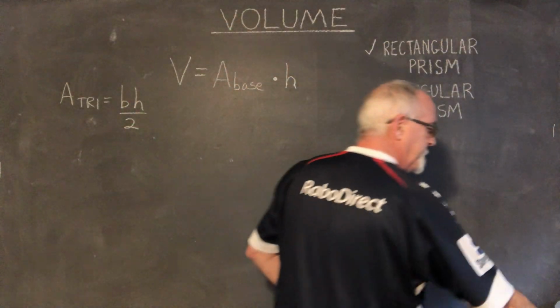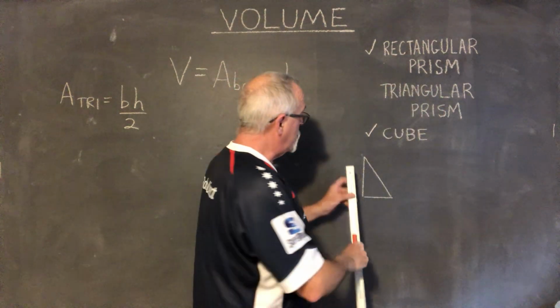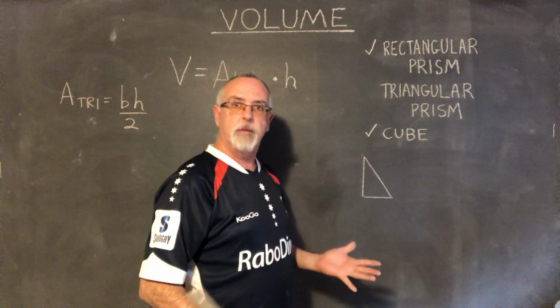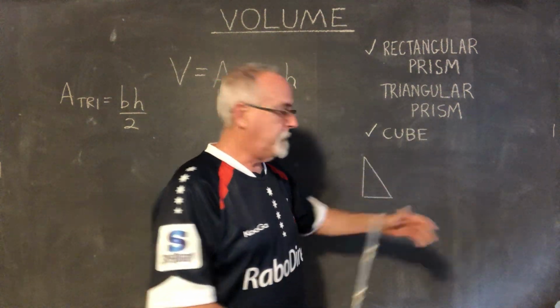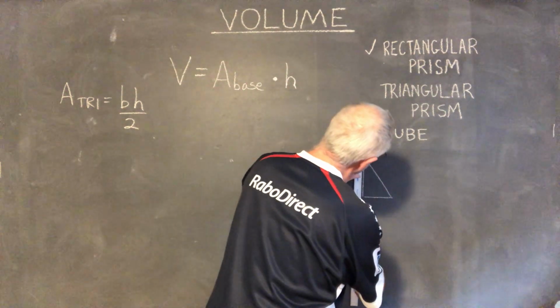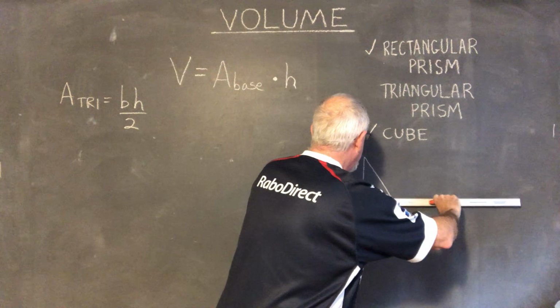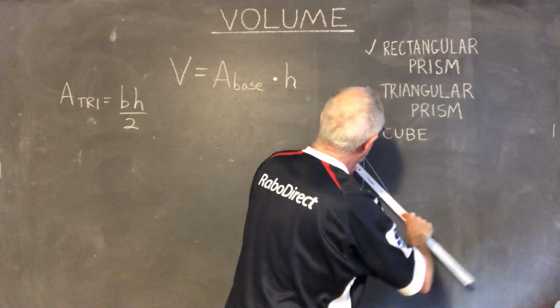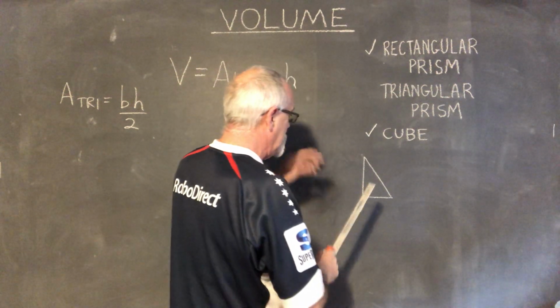I'll do it later. Okay, so I need to know how big this triangle is because I want to draw another one the same size, because a prism has to have a base that is the same size and shape as the opposite face. So if I want this drawing to be any good, this is 6.5 inches, this is 4.5 inches, and this is just a little less than 8 inches.